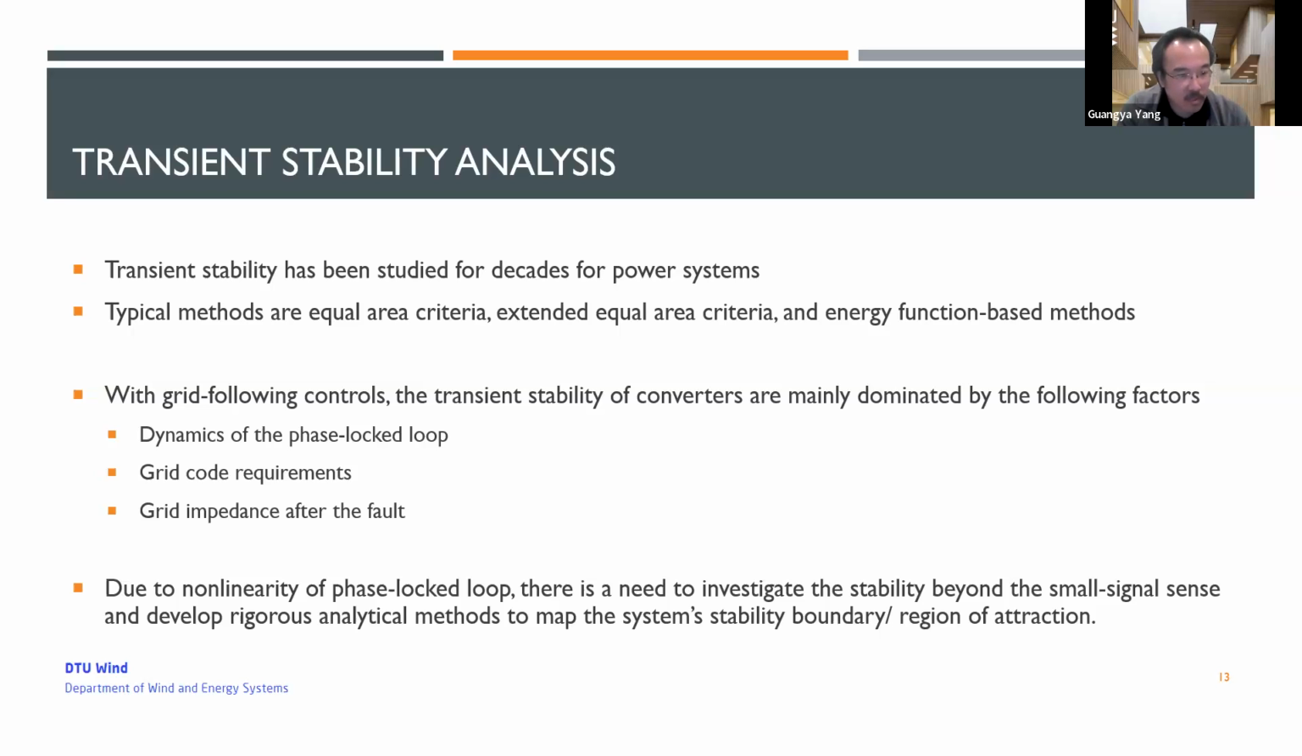And also the grid impedance of the fault plays a big role in transient stability. Later in the study I will show how grid impedance is also part of the equation for the stability margin of the converter.